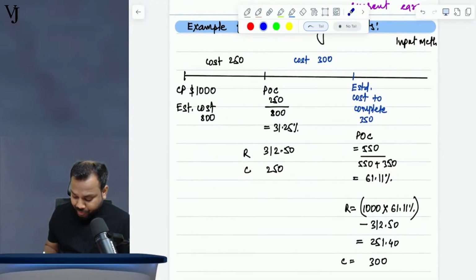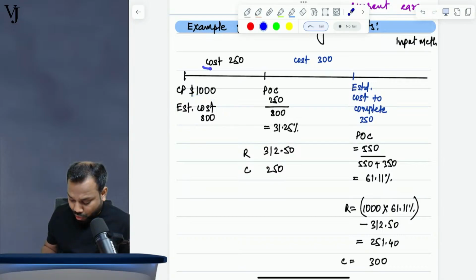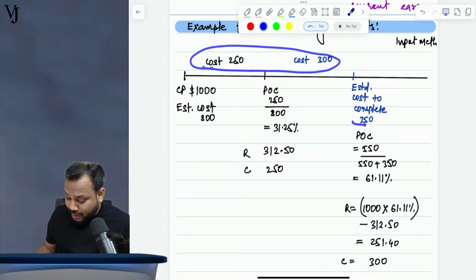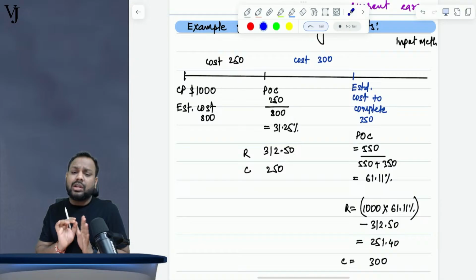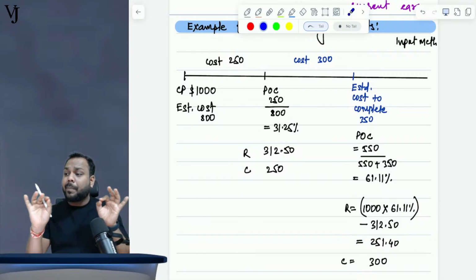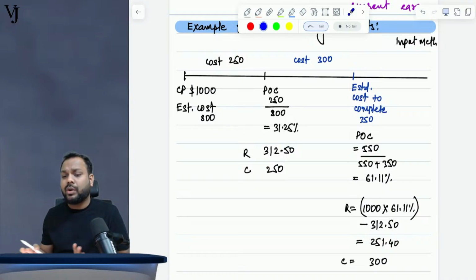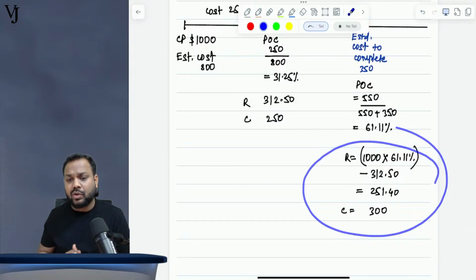Why? Because see, here you estimated total cost to be 800. Now here, as per the revised estimates, you have already incurred 550. You will additionally incur 350. So 550 plus 350 is how much? 900. Right? The cost has increased, but still the contract is a profitable contract. So you are not required to do anything else for that. So you will record revenue and cost like this.